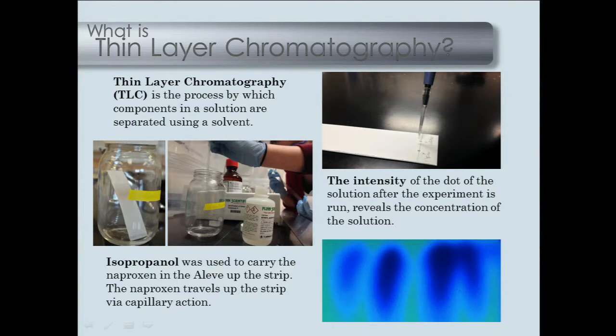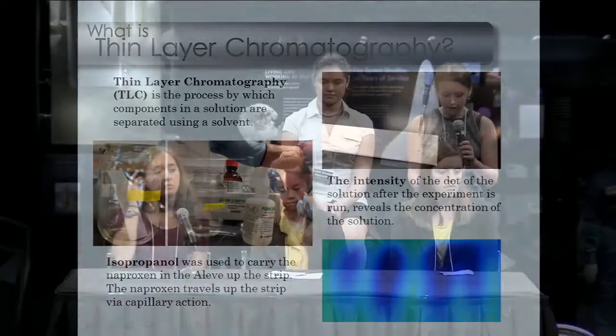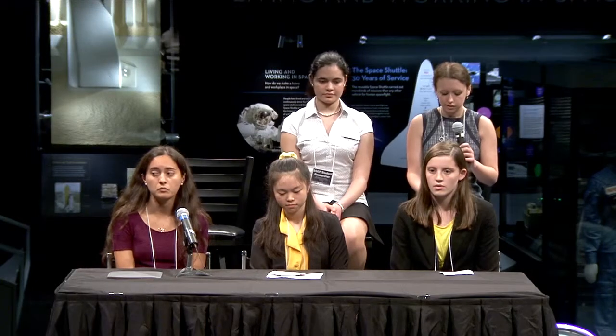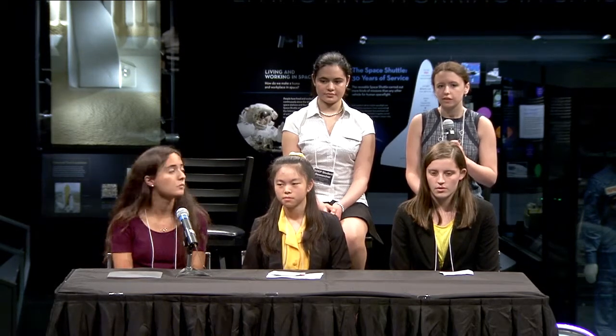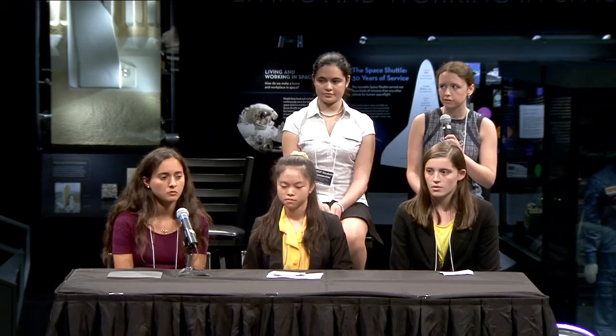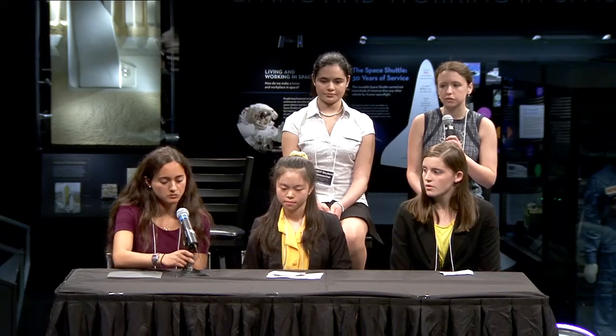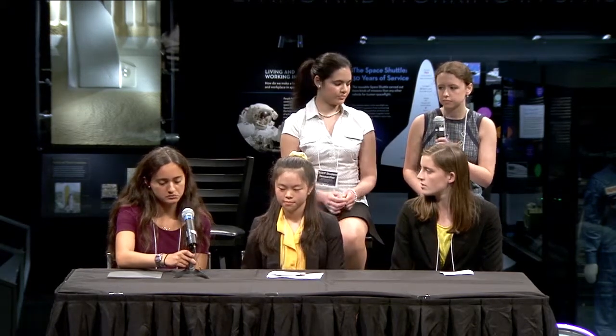To perform thin layer chromatography, a tiny portion of the solution being tested was put on a TLC plate. The TLC plates were placed in a shallow pool of solvent and left to run until the solvent reached the top of the card. The solvent travels up the card via capillary action and takes the solution being tested with it. After the cards are done running, they're taken out and placed over a UV light. The UV light reveals the spots of the solution, and results can be drawn from these spots.